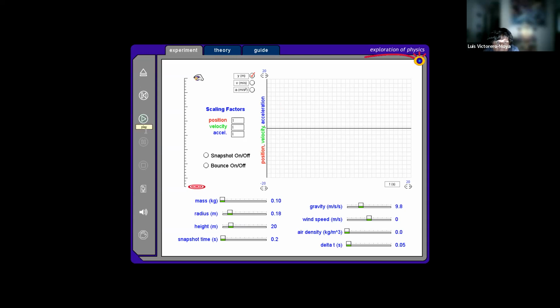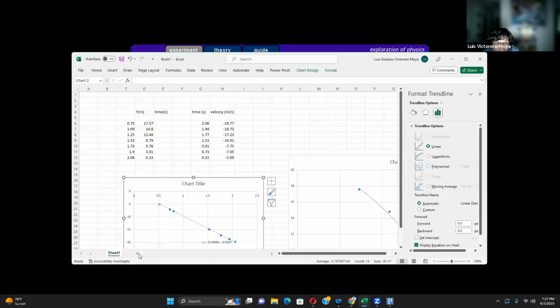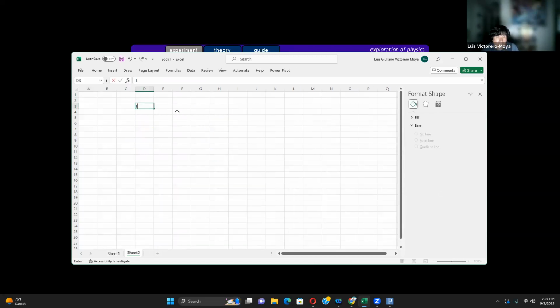You want to do this at least 3 times. Oh, stop. Pause. And then you want to look at the last data point. So that looks like 2.06 seconds. All right? So in Excel, you are going to plot time and height. Why not? Let's put height. So 2.06 seconds for 20 meters. Now, you need to do this 3 times. So let's do it 3 times for each height.